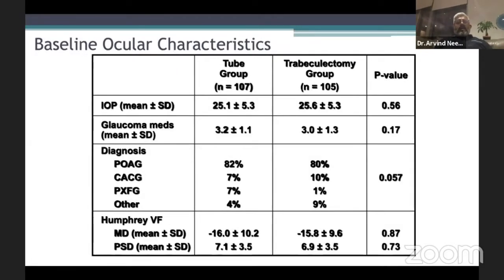For the baseline ocular characteristics, they started with a mean intraocular pressure of about 25 millimeters of mercury in both groups. Both groups were on a mean of about 3.3 medications, predominantly primary open angle glaucoma. And these were all advanced glaucoma patients with a mean deviation of nearly -15 or -16 in both groups. So these are not early glaucomas, these are not moderate glaucomas, these are pretty advanced and significant glaucoma patients.